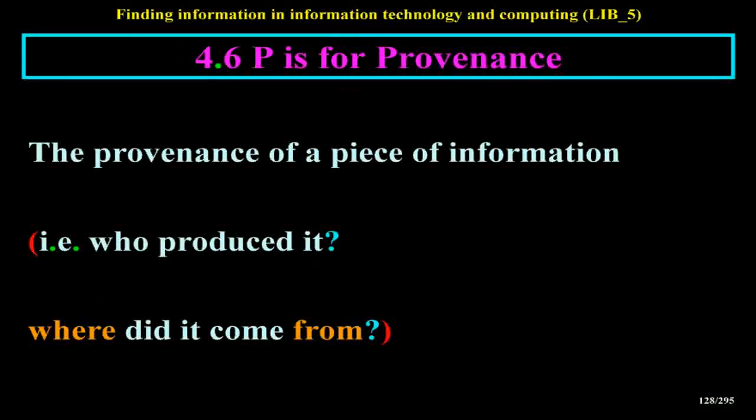4. P is for provenance. The provenance of a piece of information.